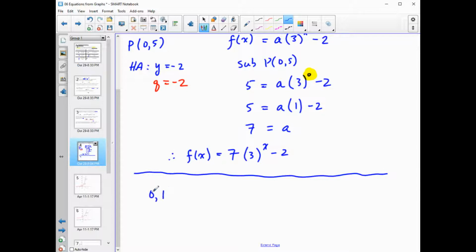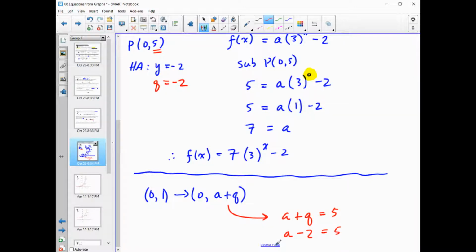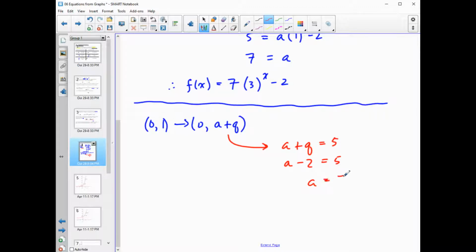So if we use the mapping rule, which tells us that (0, 1) has moved essentially to (0, a + q), then in this case a + q, we know that the y-intercept was at 5. That immediately tells us that a + q must be equal to 5. But we know what q is. q is negative 2. So a minus 2 is equal to 5, and a is equal to 7, which of course we know is the correct answer. We already came up with that.